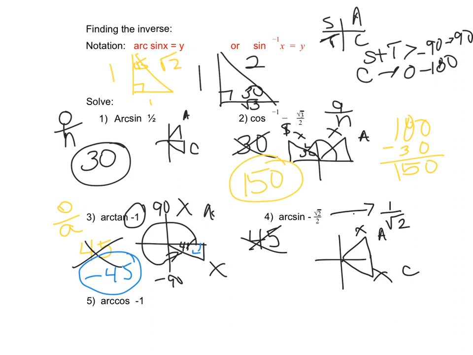And again, I don't want to write 315, I want to write negative 45 because I need a value between 90 and negative 90. So that guy would be negative 45.